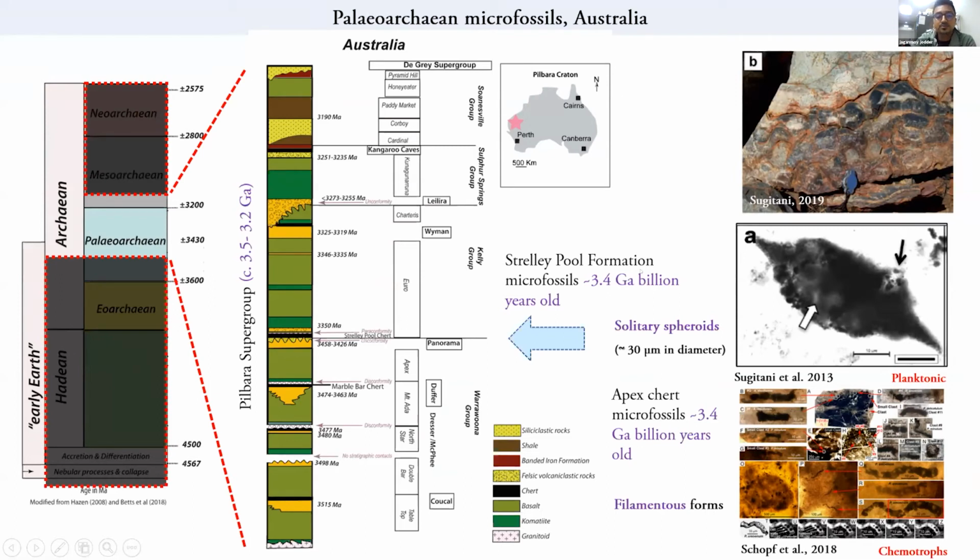But other than the Strelley Pool chert microfossils that are 3.5, 3.4 billion years in age, what other microbes have been described? The ones that have been of high discussion for a long time, scientists have been working on the Apex chert microfossils, discovered by William Schopf in the 1990s, where he described these filamentous microbes within the chert unit, and these are among the oldest of their kind.